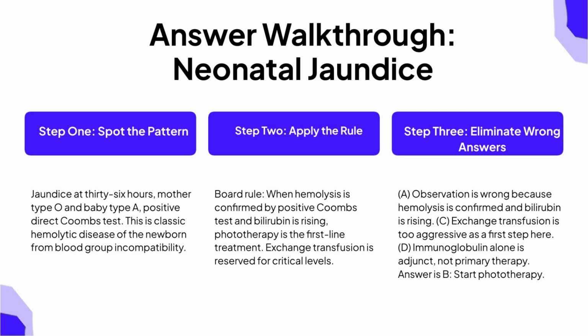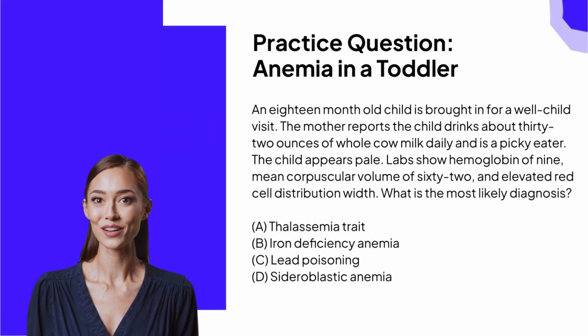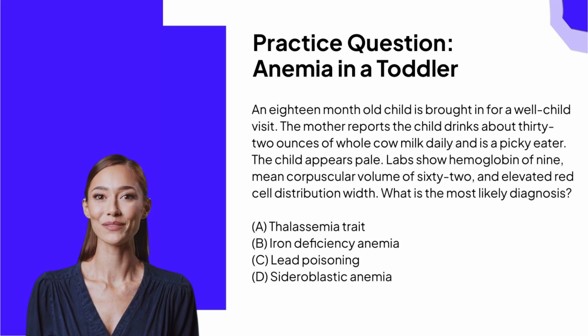Step 3. Eliminate wrong answers. Observation alone is too passive when hemolysis is confirmed. Exchange transfusion is too aggressive as a first step when bilirubin has not reached critical levels yet. Intravenous immunoglobulin can be an adjunct but is not the primary answer. The correct answer is B. Start phototherapy. Here is our second practice question. An 18-month-old child is brought in for a well-child visit.